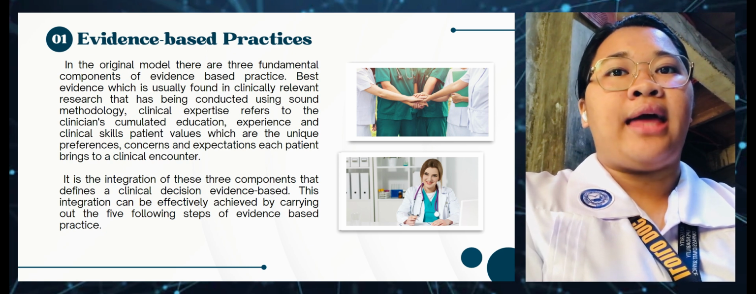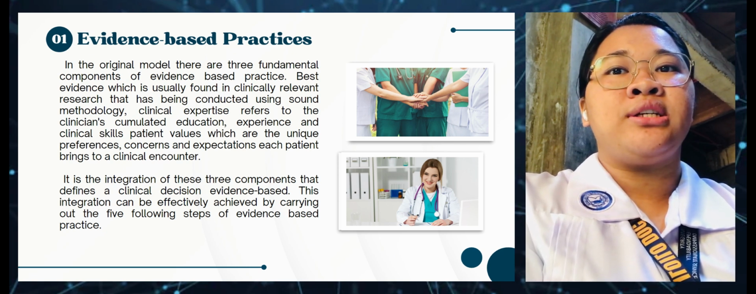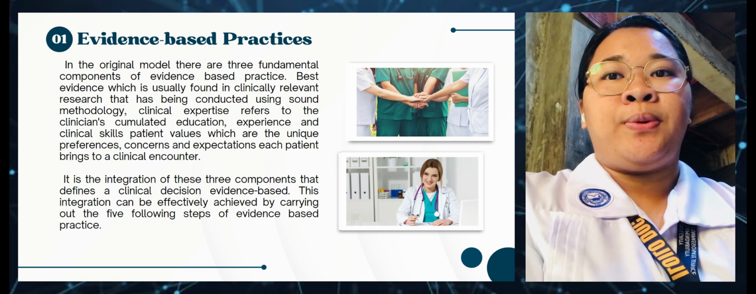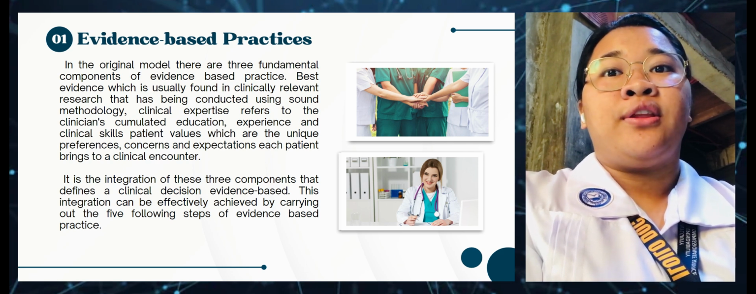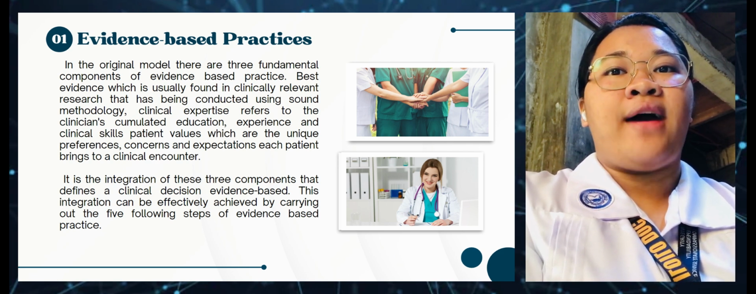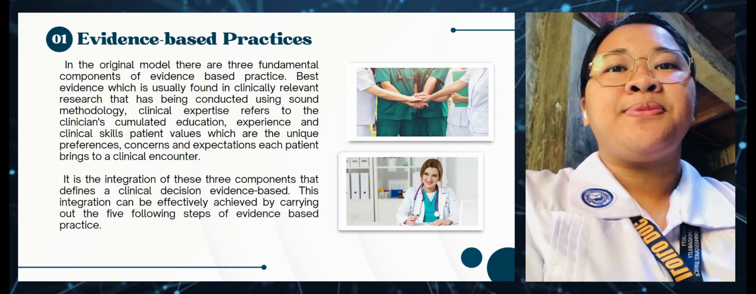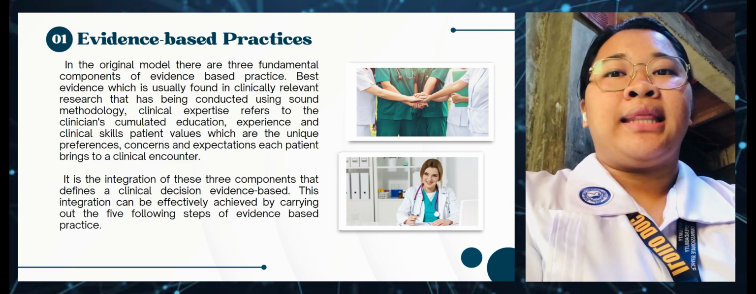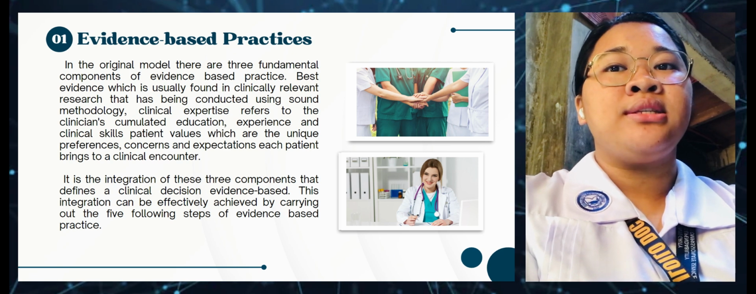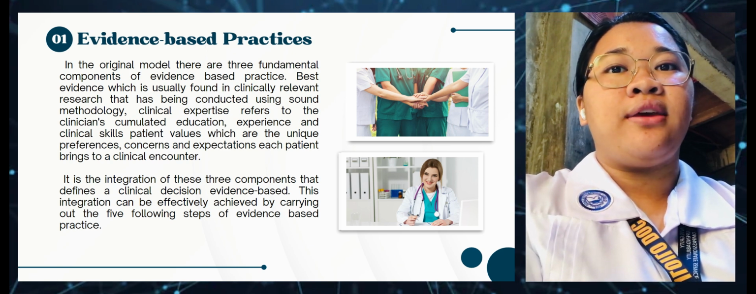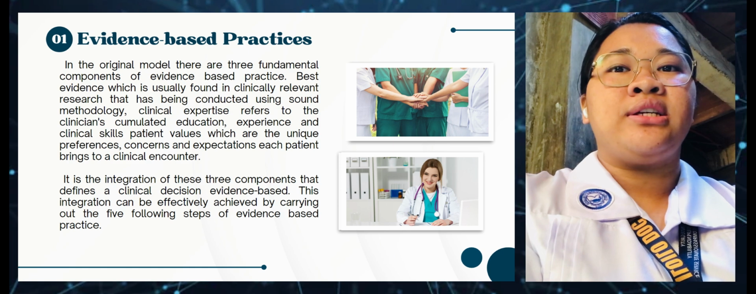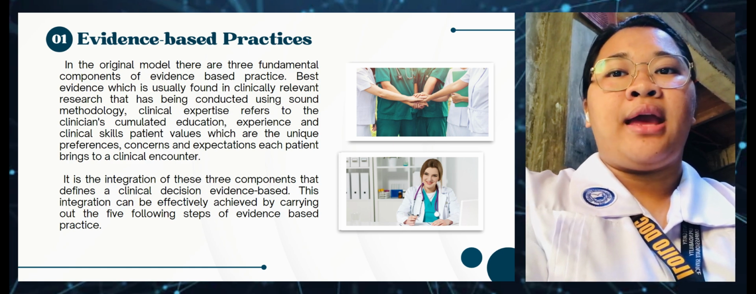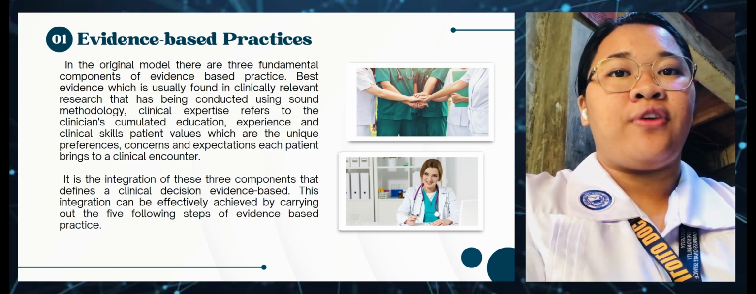Second, the clinical expertise refers to the clinician's cumulative education, experience, and clinical skills. The third is the patient values, which are the unique preferences, concerns, and expectations each patient brings to the clinical encounter. It is the integration of these three components that defines a clinical decision as evidence-based. This integration can be effectively achieved by carrying out the five following steps of evidence-based practice.